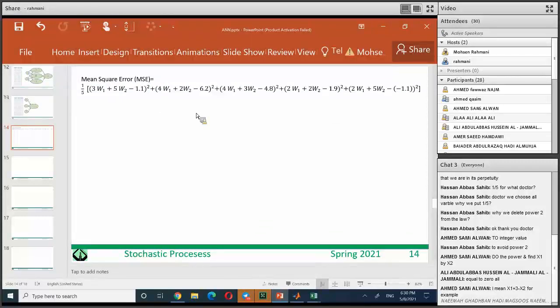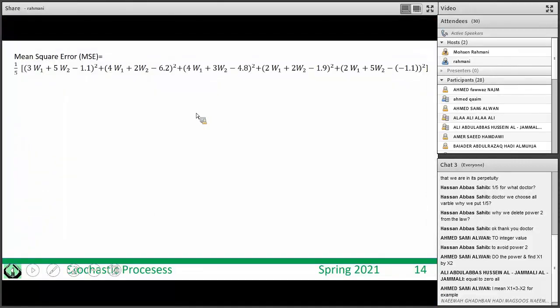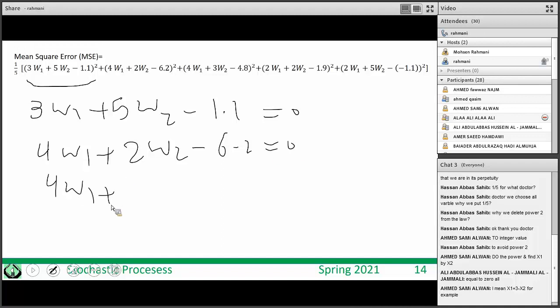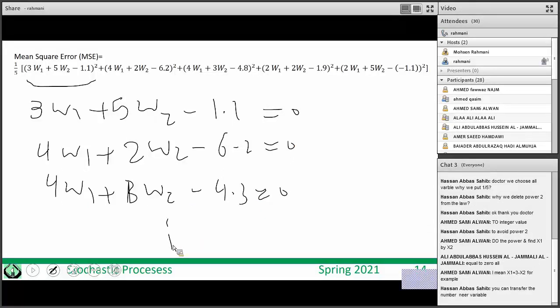How do we make all this 0? For example, here I can say 3W1 plus 5W2 minus 1.1 is 0. 4W1 plus 2W2 minus 6.2 is 0. 4W1 plus 3W2 minus 4.3 is 0. Can you solve this?